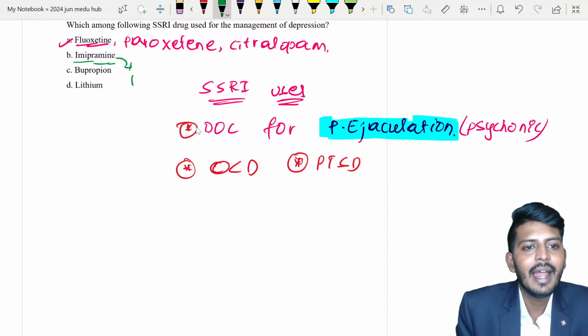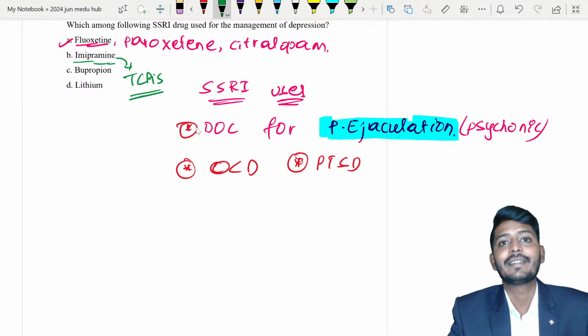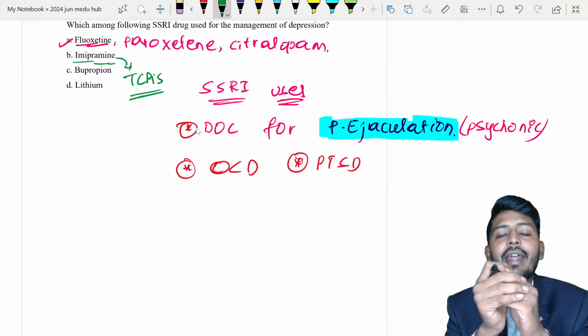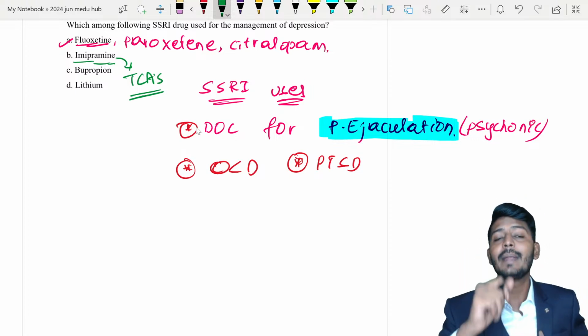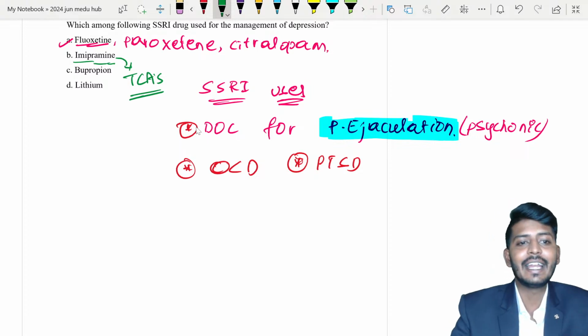इमिप्रामाइन होता क्या है सर? Tricyclic antidepressant. It belongs to a drug group called tricyclic antidepressant. Tricyclic antidepressant में और भी drugs हैं, such as for example your amitriptyline, nortriptyline, imipramine, right? All of them belong to which group? Yes, very importantly, tricyclic antidepressant.